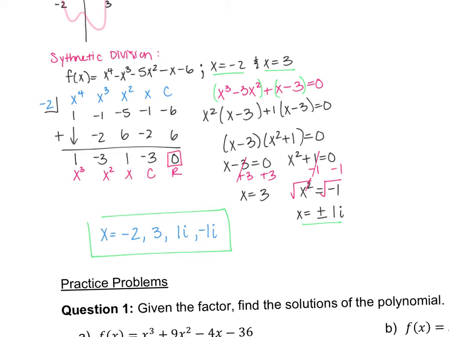So that one took a little bit more work. Some people even go about doing this where they'll use synthetic division with the negative 2, and then they'll do another synthetic division with 3, breaking the power down, and then trying to find the solution.